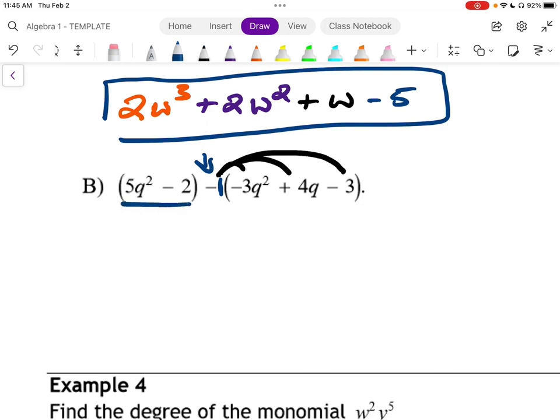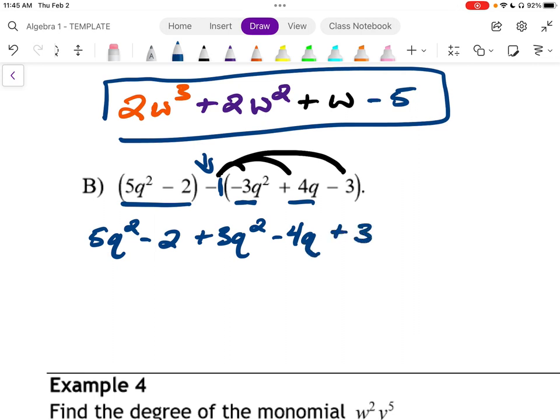So the beginning just stays put, so we'll say 5q squared minus 2. And then I'm going to distribute that negative 1. To the first piece, I get a positive 3q squared. Then I get a minus 4q. And then I get a plus 3. Right, I just multiplied those 3 terms by negative 1.